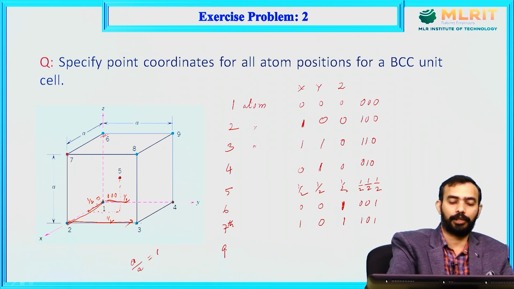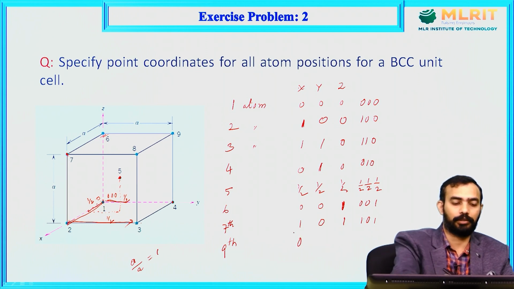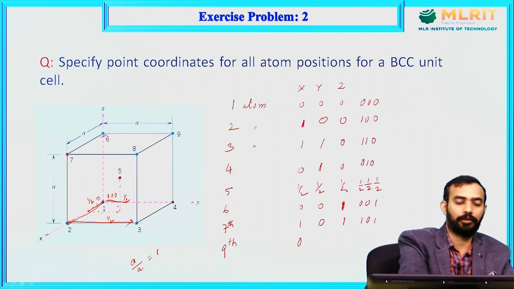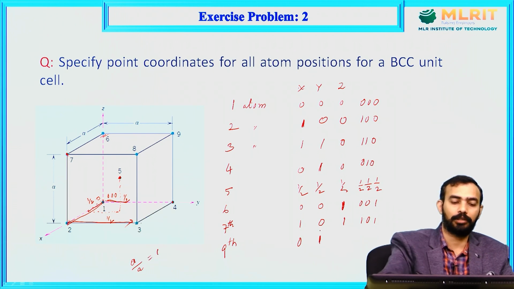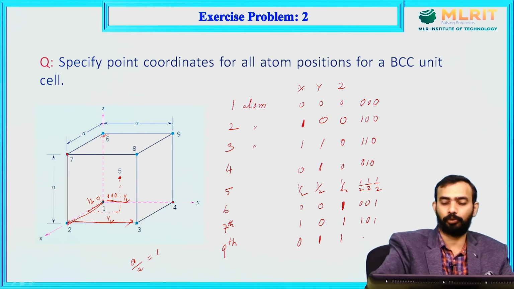Similarly, if I take the 9th, just before the 8th, we will take the 9th. As there is no movement in the x direction, it is 0. And there is a complete movement in the y direction, the extreme end, it has moved by one of the edge lengths, so this one is a 1. And in the z direction, again it has moved by 1 unit. So the point coordinates are 0, 1, 1.